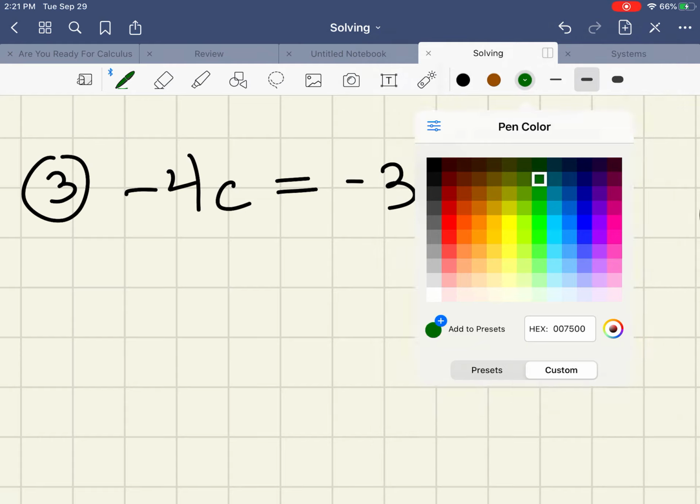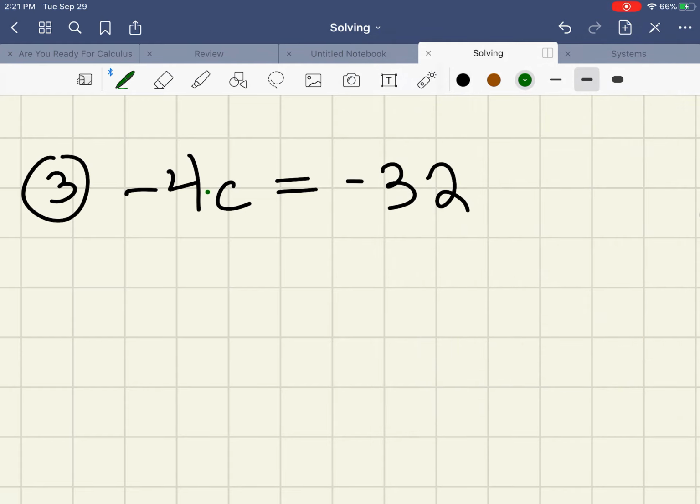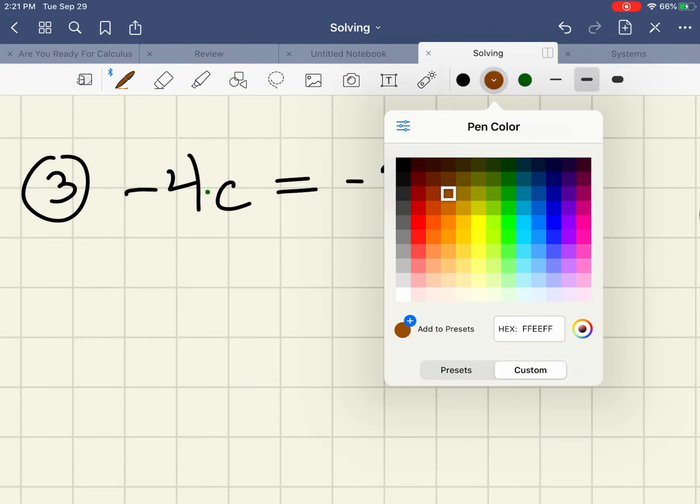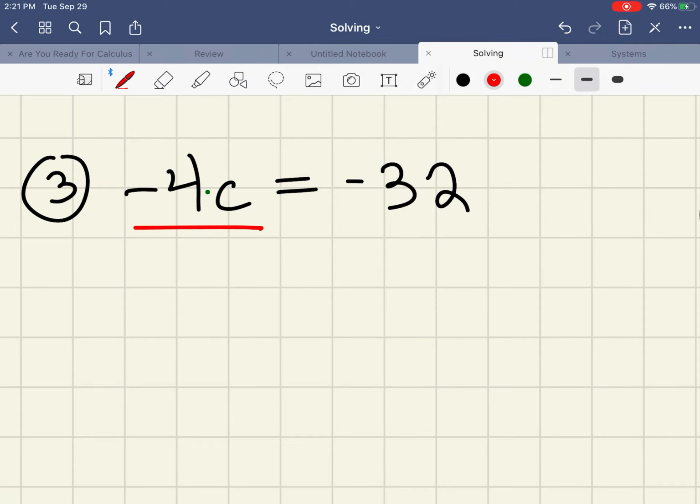I have a multiplication here. This looks like a very common misconception here is that this negative is like subtraction. It is not. This is multiplying that C. In order to cancel multiplication, I'm going to divide. So I'm going to divide by all of this on both sides.